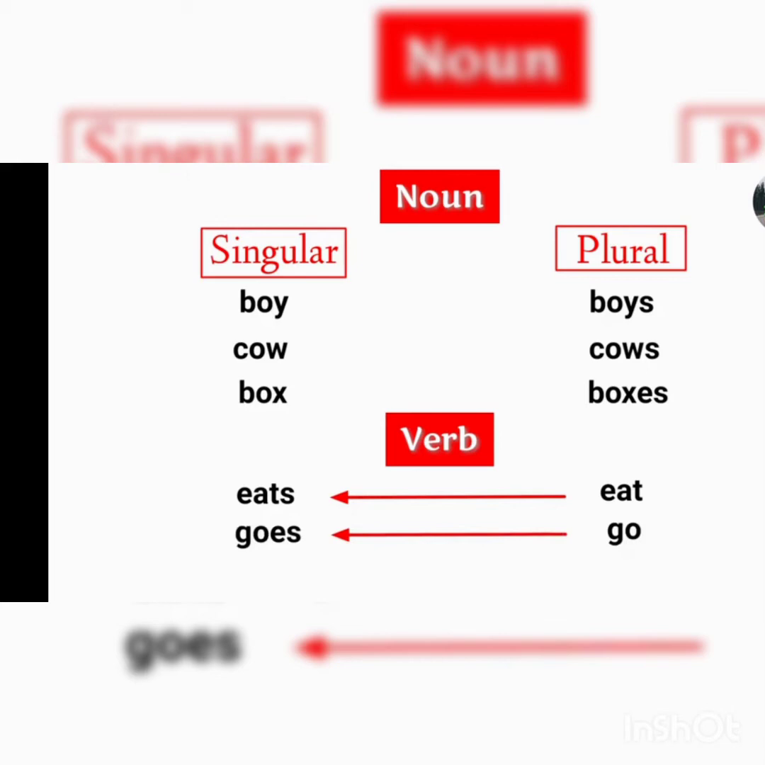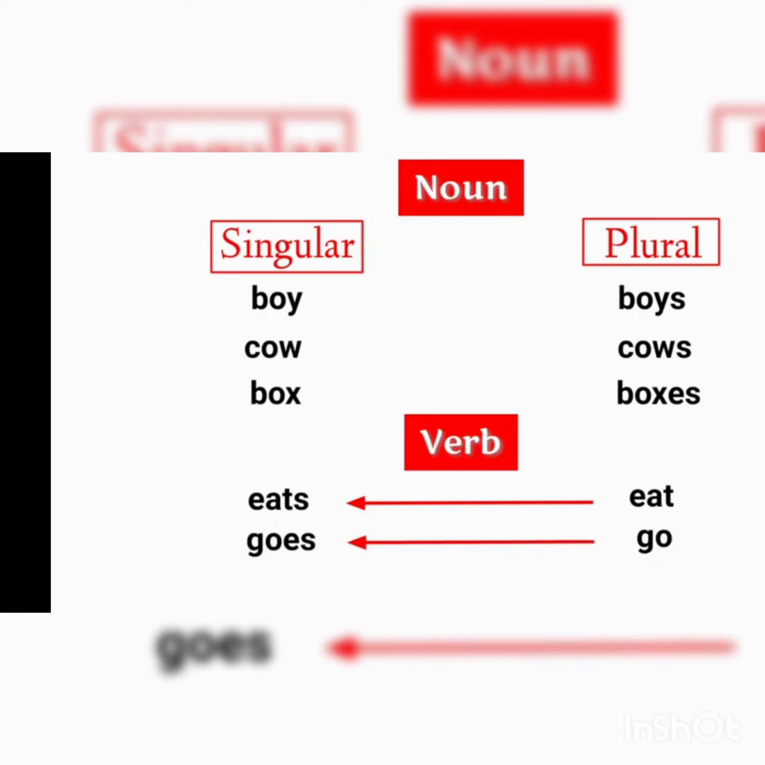How? Let me show you. Just have a look here. Eat. When we have added s to it, it has become singular. You can see the arrow marks. You can see the arrow, it's pointing towards singular. When we have added es to go, it has become goes. So this is how nouns and verbs work. They become plural and singular unlike each other.